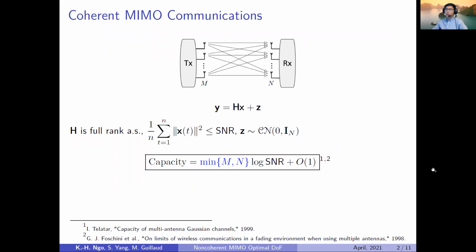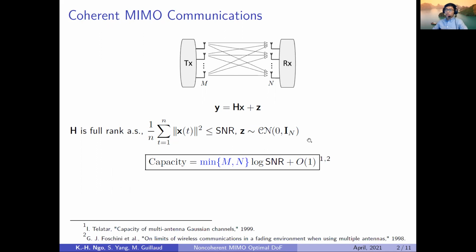So let's start with the coherent MIMO communication system. We consider a MIMO channel with M transmit antennas and N receive antennas. The channel output is given in this way: the product of the channel and the transmitted signal plus the noise. Here we assume that the channel matrix is full rank almost surely. We consider an average power constraint, and we assume that the noise is Gaussian distributed.